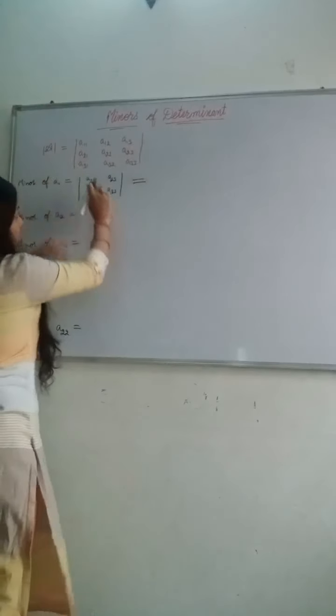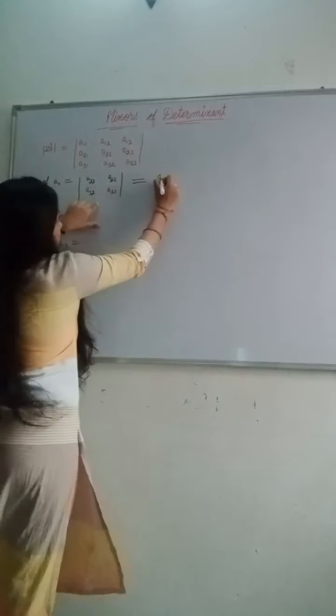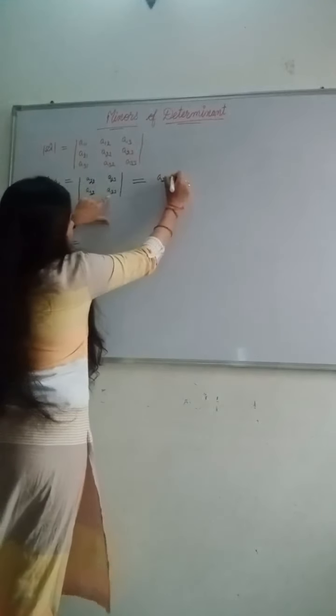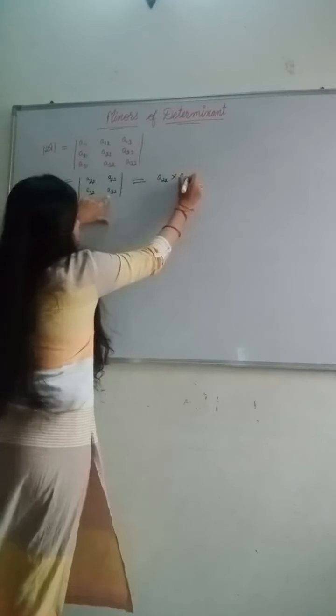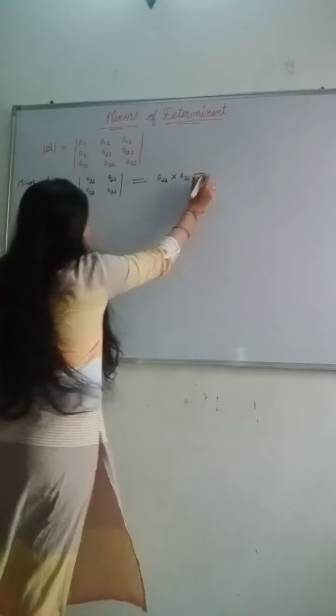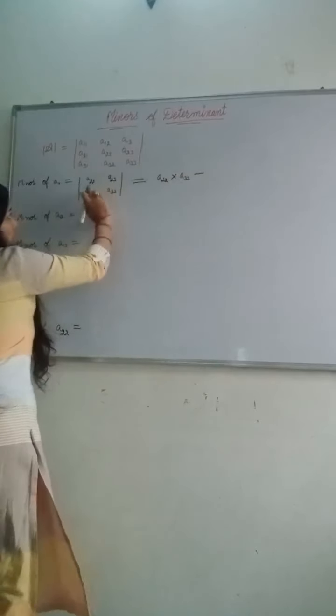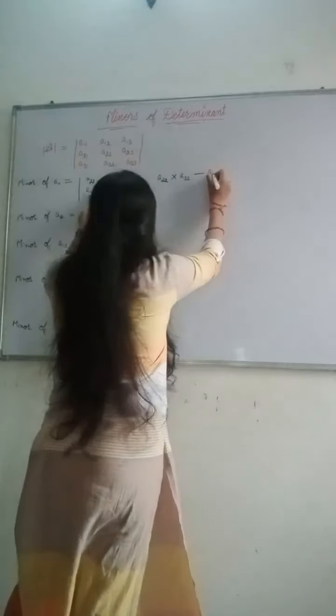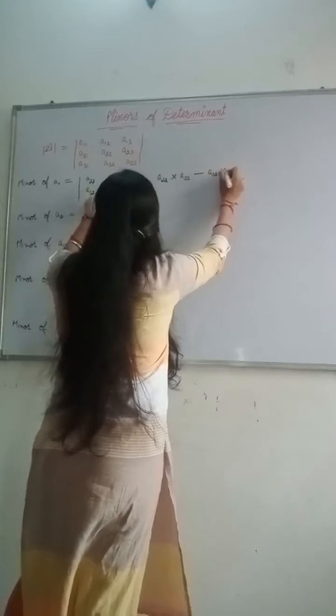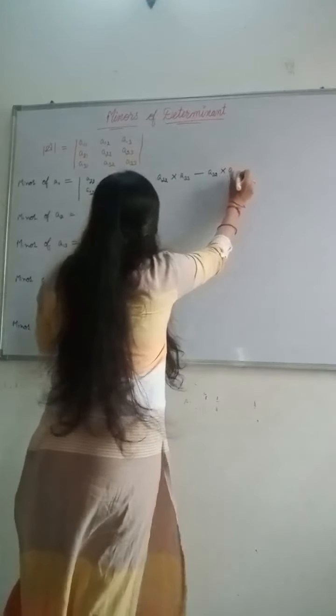Just multiply these two elements, A22 multiplied by A33 element, then put here a subtraction sign, then the multiplication of these two elements, A32 multiplied by A23 element. That's it.